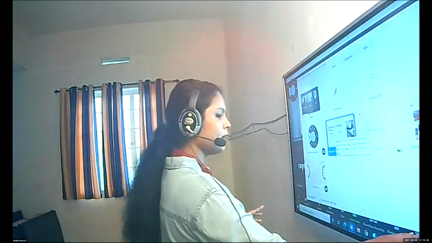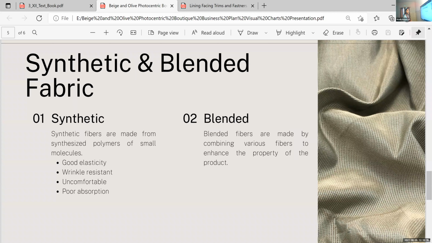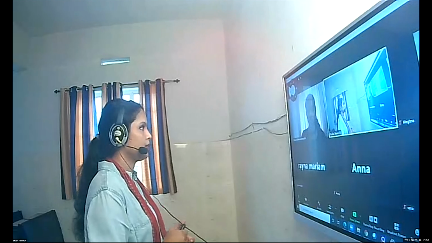So if we check here, synthetic fabrics have good elasticity and are wrinkle resistant. Natural fibers and fabrics do not have that property, right? But natural fabrics were comfortable and had good absorption. Am I right? But when it comes to synthetic and man-made fibers and fabrics, they are uncomfortable and have poor absorption. So in order to overcome these problems, they decided to combine both.